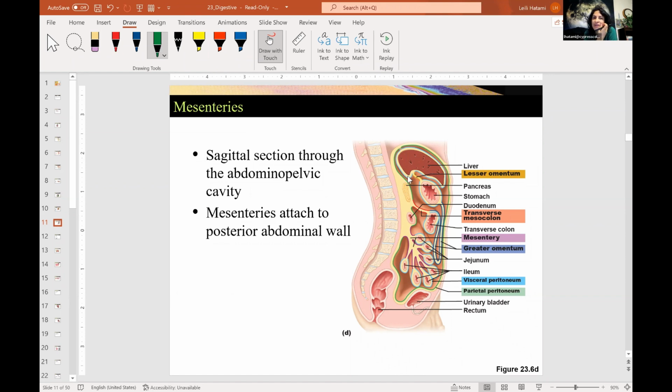And then we have the mesentery, or the mesentery proper. The mesentery covers the small intestine and attaches it to the posterior wall of the abdomen. So here you can see the mesentery. It means if you want to take out the small intestine from the abdomen, you cannot, because it is attached to the posterior wall of the abdomen through the mesentery.